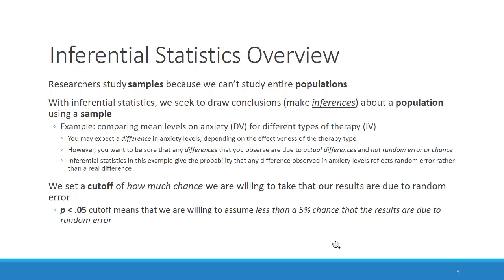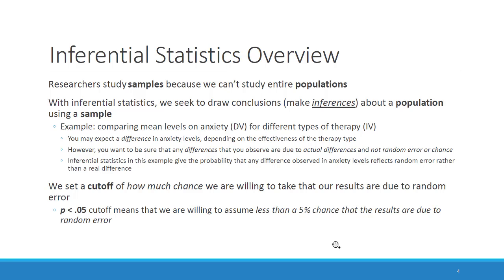If you wanted to compare mean levels of anxiety, so anxiety would be your DV or your outcome variable, for different types of therapy, and therapy is your independent variable, you may expect a difference in anxiety levels depending on the effectiveness of the therapy type. So again, you're looking at average levels of anxiety based on different types of therapy that people have received. So you expect that difference to exist.